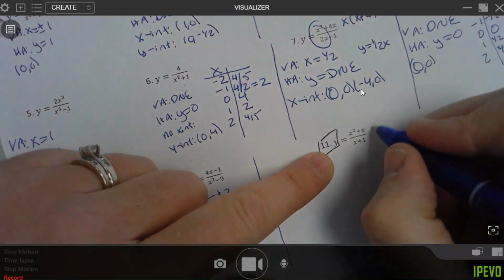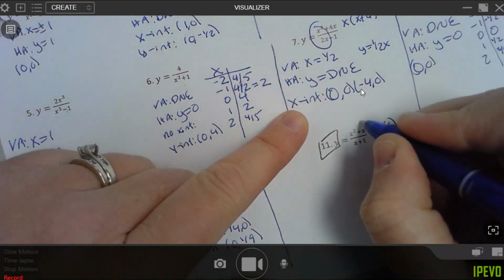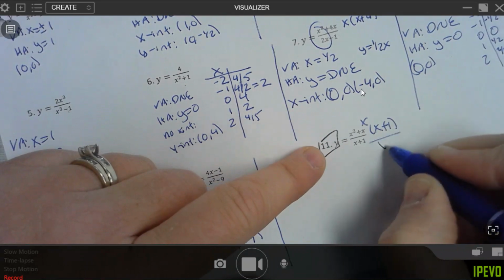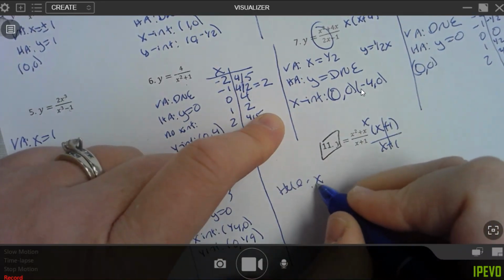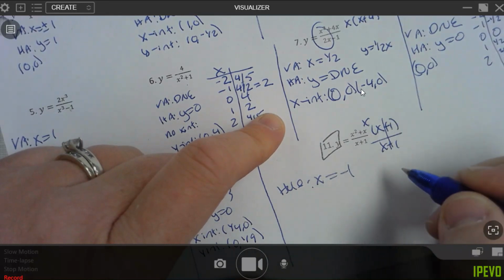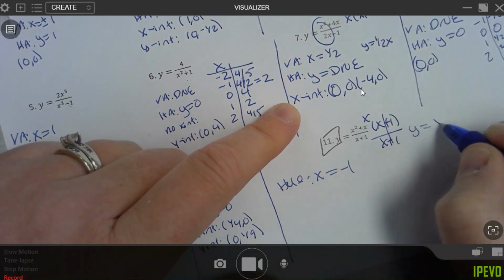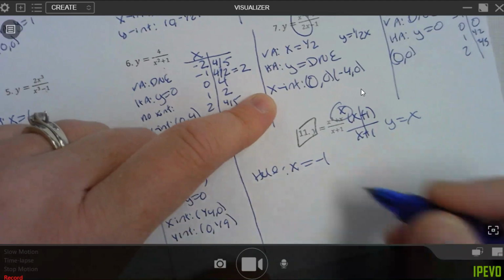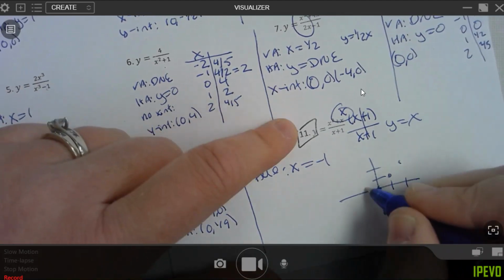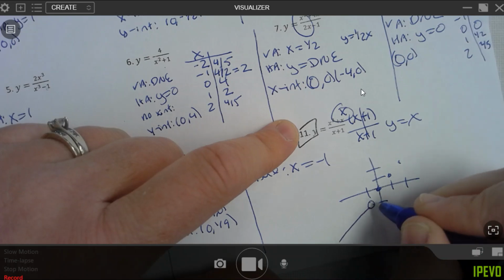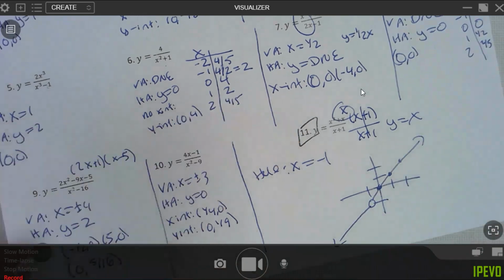Down here again, factor first, pull out my x. So a hole has been created at x equals -1 because it's the opposite. And you just need to graph y equals x because that's all that's left. So that starts at 0, 0, up 1 over 1 is the slope. And at -1, there's a hole. So there you go. Sorry for the long video.